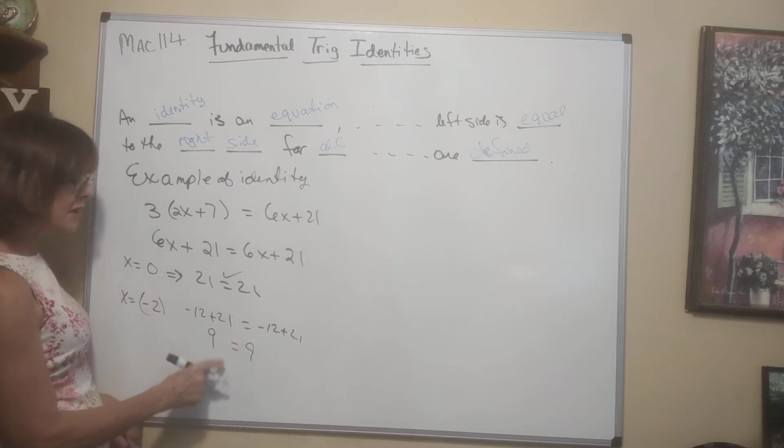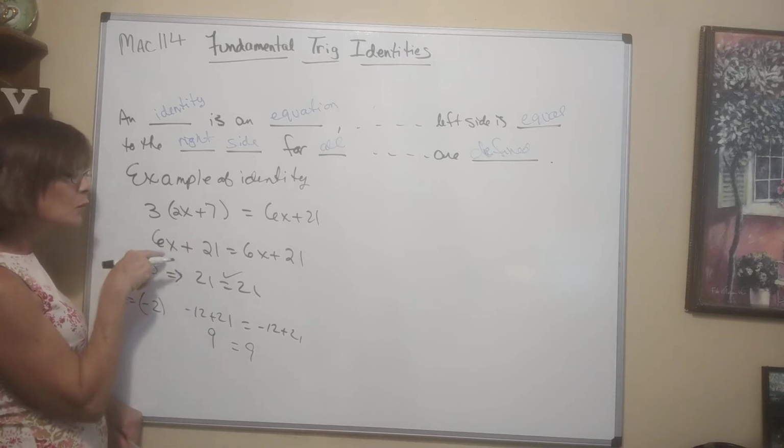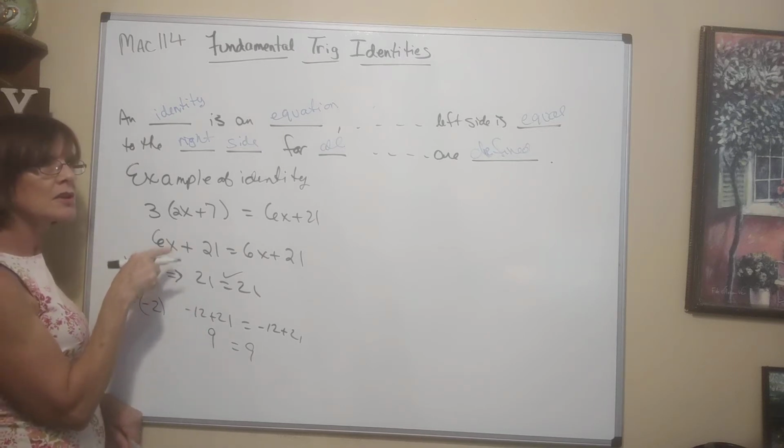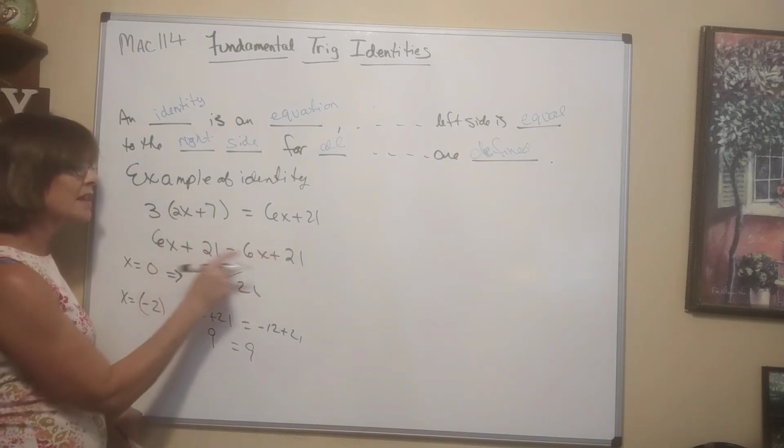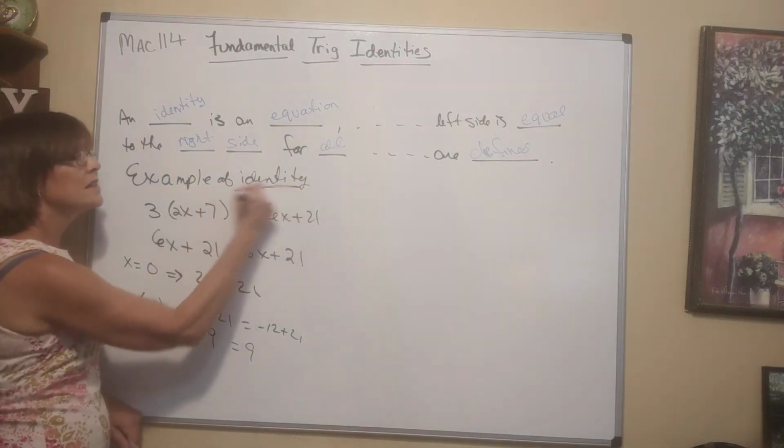And so we get a true statement, 9 equals 9. I think you can see it doesn't matter what value we put in for x, a fraction, a whole number, a decimal, the left side is going to equal the right side because they're the same exact thing. Okay, this is an identity.